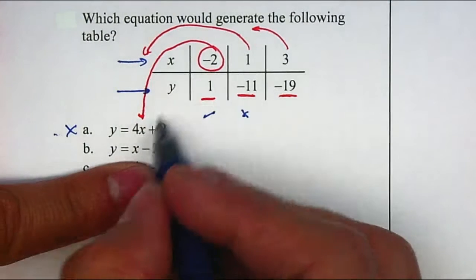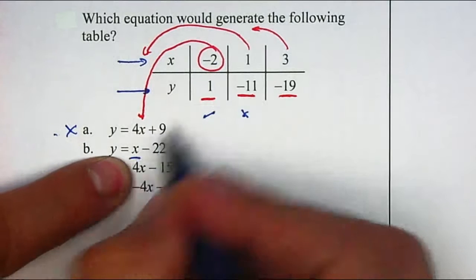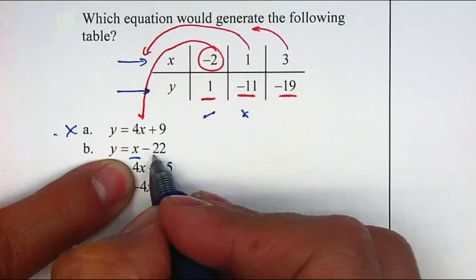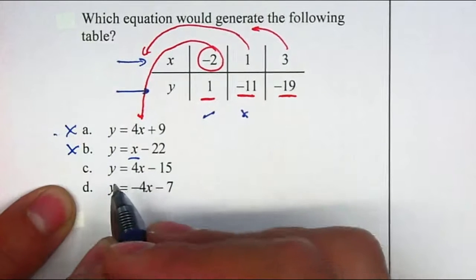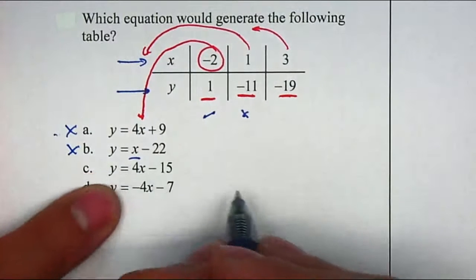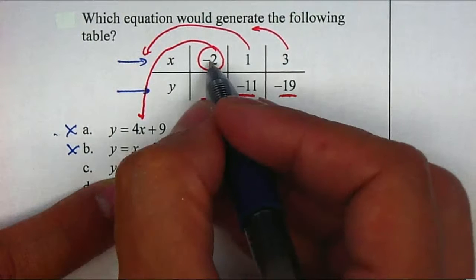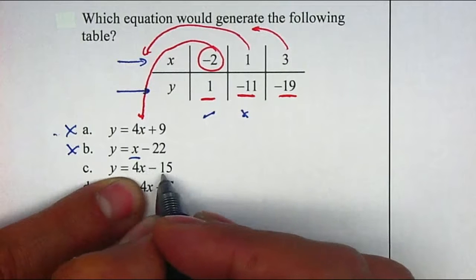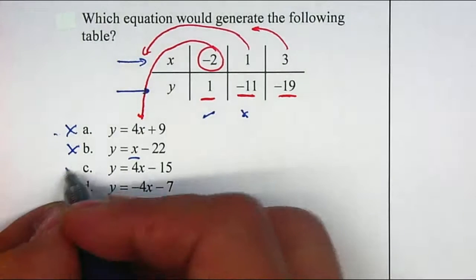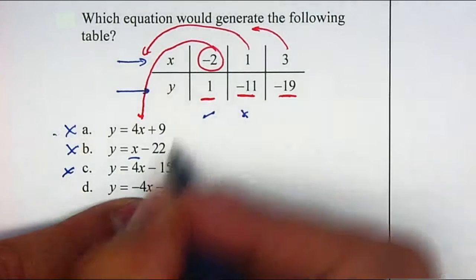I'm going to plug in a -2 into the x. -2 minus 22, is that positive 1? No, that's -23, -24. Let me plug it in here. -2 times 4 is -8. Minus 15, is that going to be 1? No. Let's try letter D.